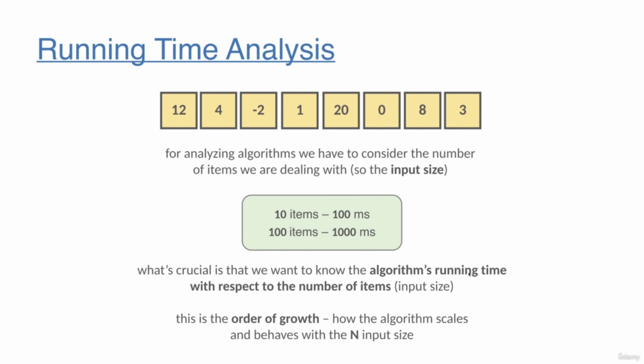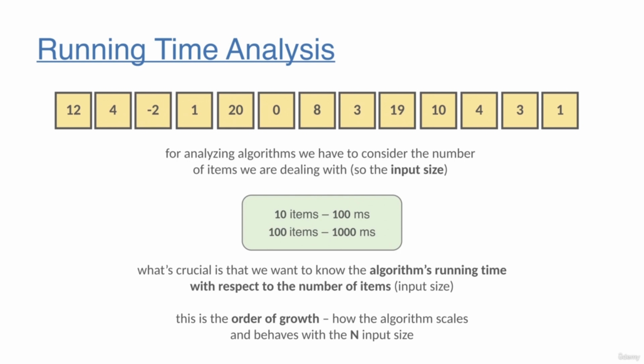We are after the running time with respect to the number of items. So essentially we are going to measure the number of operations the underlying algorithm has to do. By the way, this is called the order of growth. So how the algorithm scales and behaves with the input size n, where n is the number of items. For example, we are going to implement several problems and pose the question: what's going to be the running time of the algorithm when we have a different array size? So essentially there are more items the algorithm has to sort. We are going to talk about these problems later.